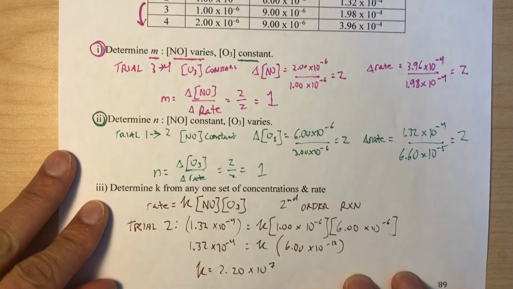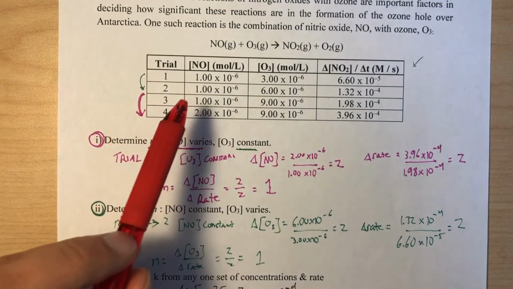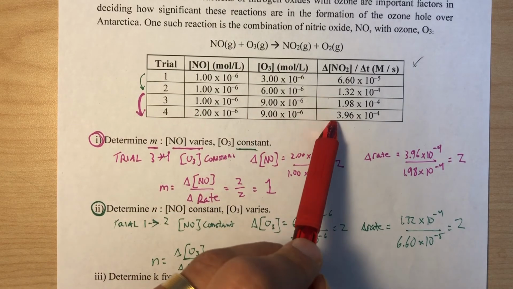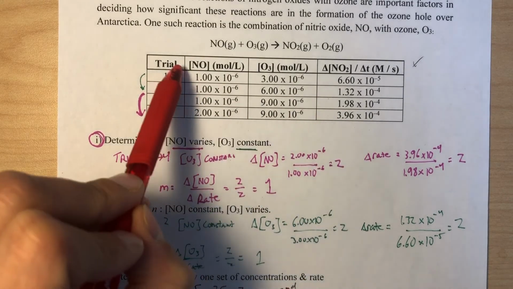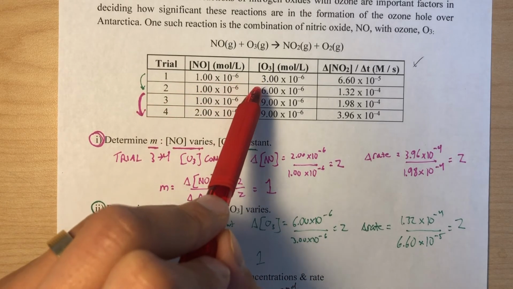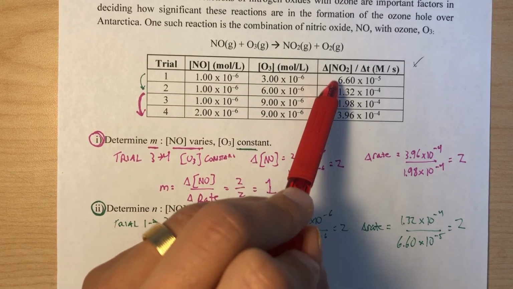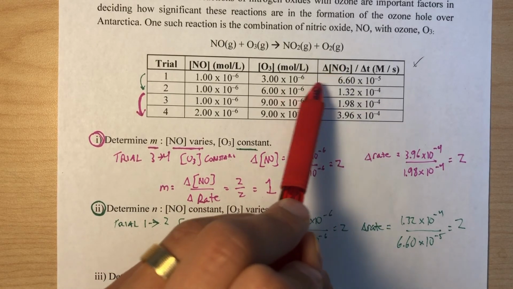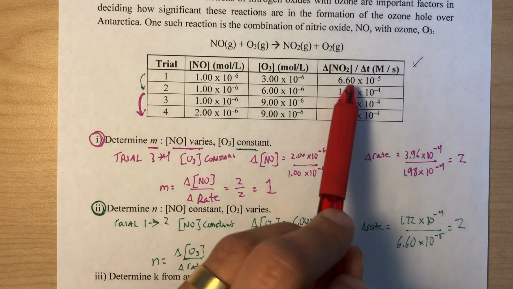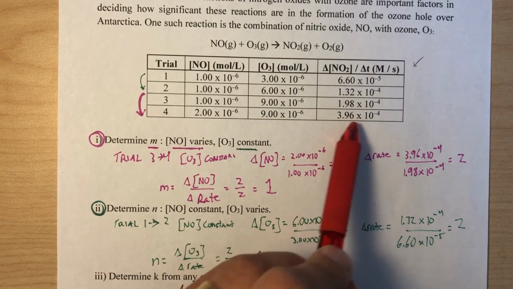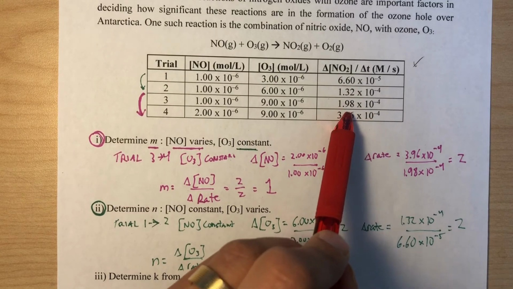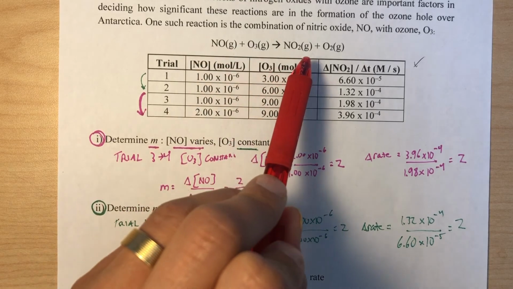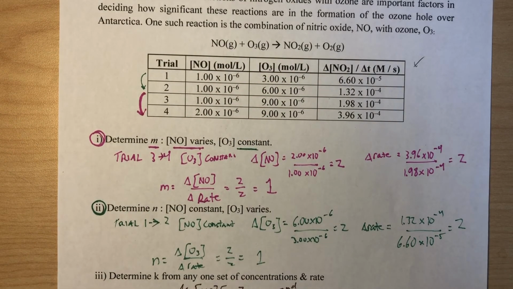So what does this mean for both of these? This means that when you hold ozone constant and you double the NO concentration, the reaction rate of NO2 doubles. When you hold NO constant and you double the concentration of ozone, the reaction rate doubles. So there's a direct relationship between the rate of formation of NO2 and the concentration of ozone, and there's a direct relationship between the formation of NO2 over time versus the concentration of NO. So both of these two reactants affect the reaction rate of this reaction.